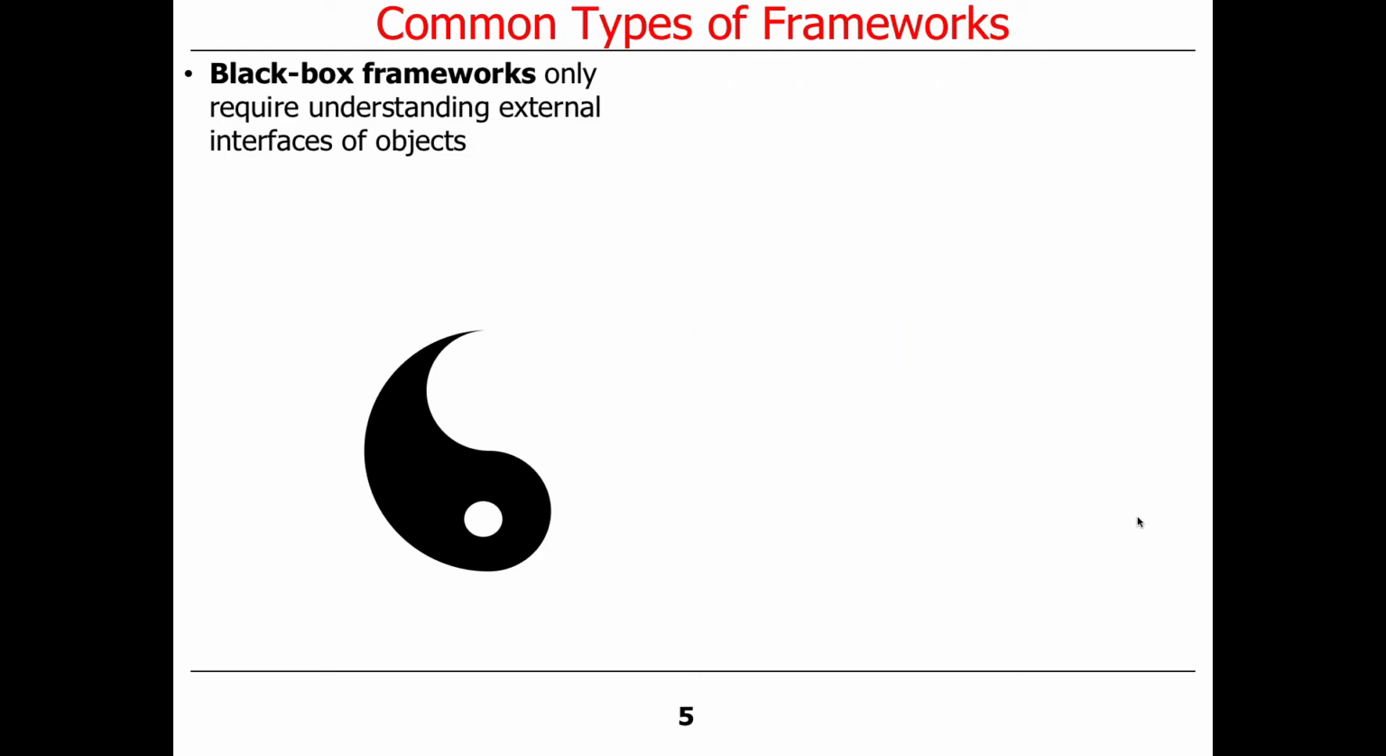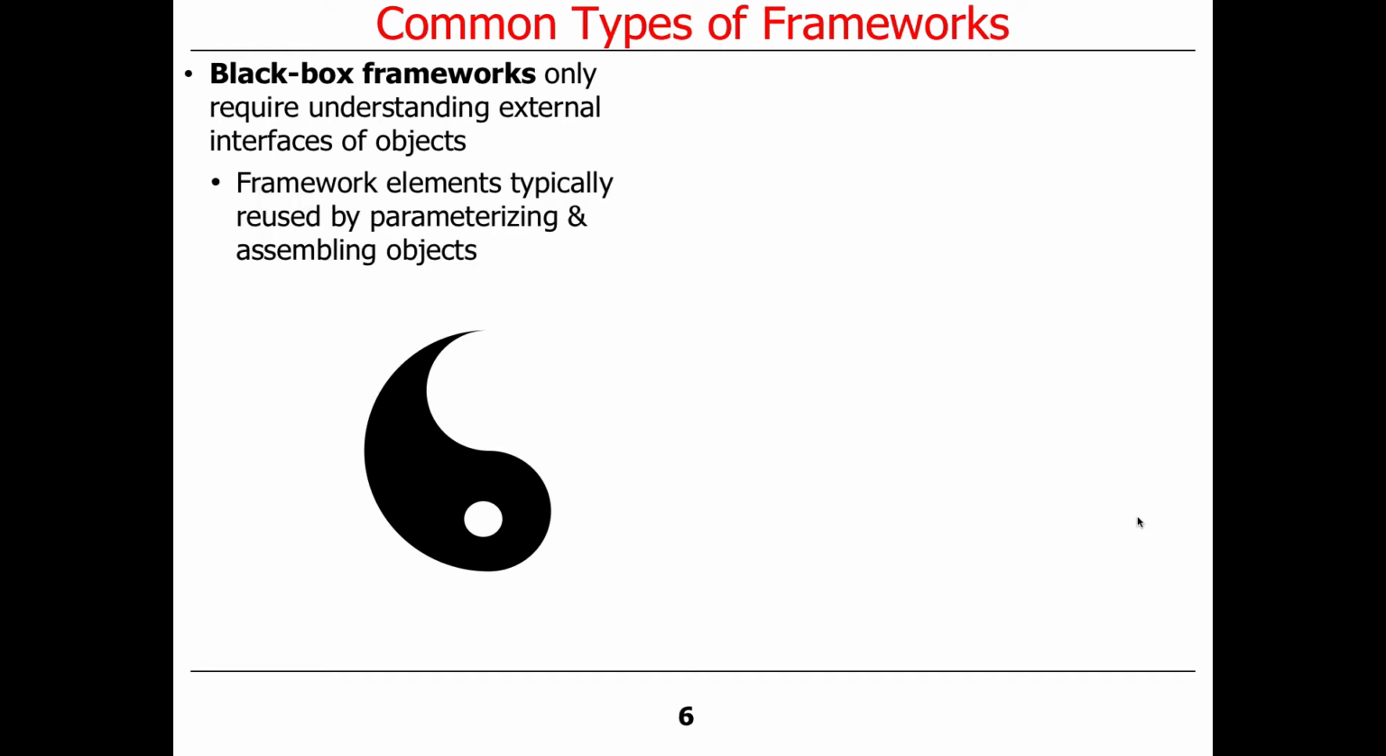A BlackBox framework only requires developers, app developers, people who use it, to understand the external interfaces or the external APIs of the objects. That's a black box framework. So it's a black box, right? You don't really know what's inside of it. Frameworks typically reuse a black box framework by parameterizing it or assembling it somehow. You typically give it something, like a callback object, or a pointer to a function or a method reference or something like that.